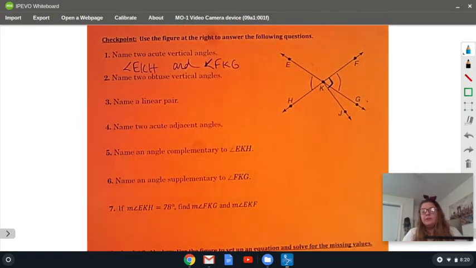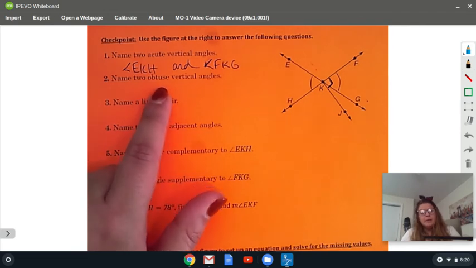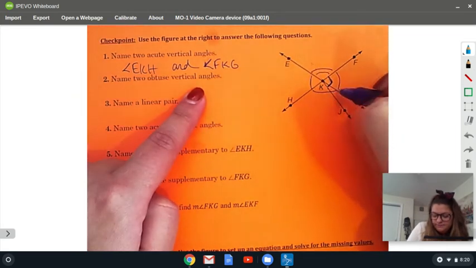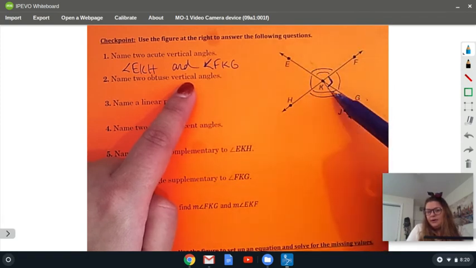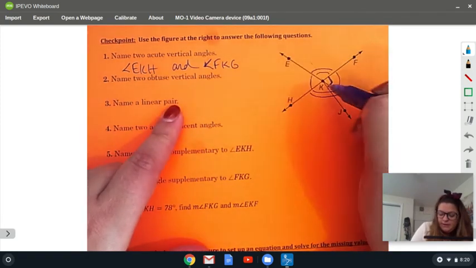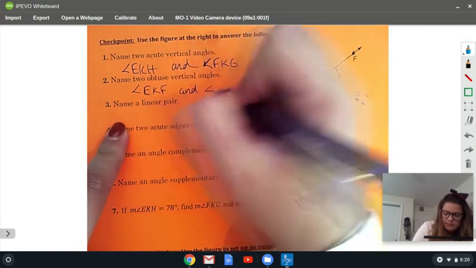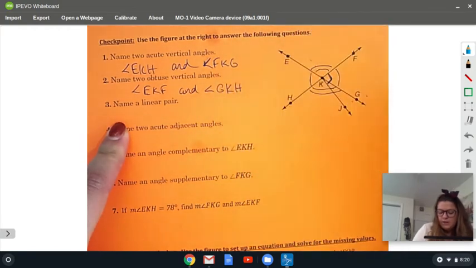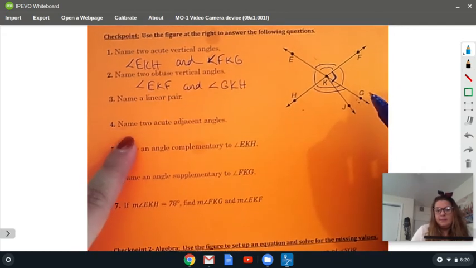Two obtuse vertical angles. I'm trying to look for two angles that are larger than 90 degrees. Obtuse means bigger than 90, but less than 180. And I'm looking for vertical angles. So I think these could work. They look like they're wider than 90, and they're also vertical. They're opposite each other. So EKF and angle GKH. You could also, just to be clear, say HKG. You can switch it around as long as the K is in the middle.